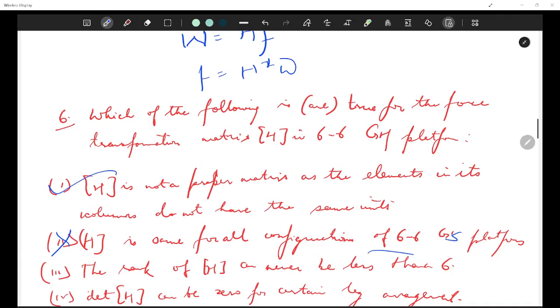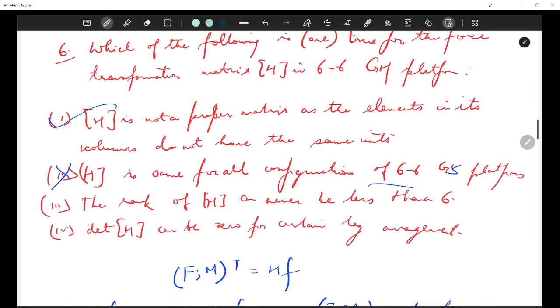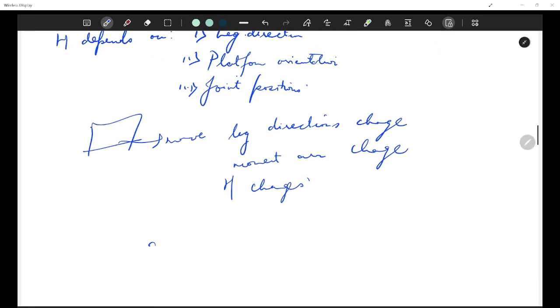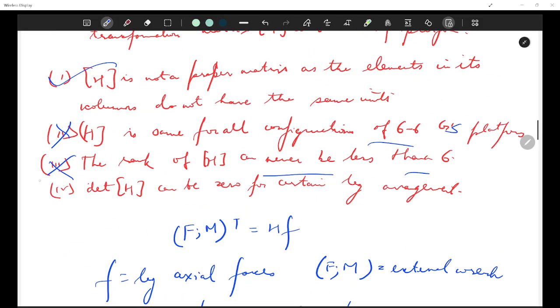For the third statement, the rank of H can never be less than 6. If H loses rank, the determinant of H would be equal to 0. This means singularity. A Stewart platform absolutely can become singular for certain leg geometries. At singularity, the rank drops and certain forces cannot be resisted. So rank can be less than 6. Right? So this is also incorrect.